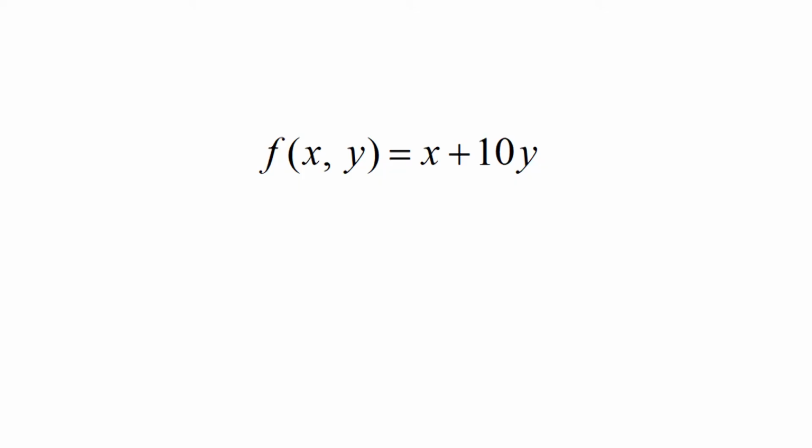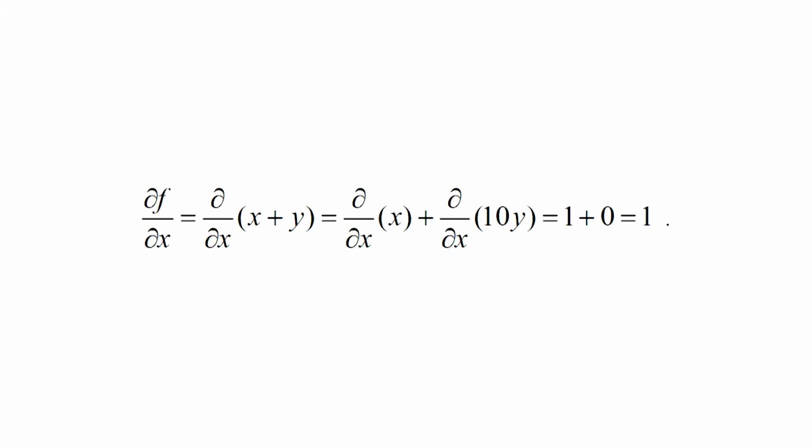As an example, for the function f(x,y) is equal to x + 10y, we find ∂f/∂x and ∂f/∂y and evaluate them at the point (5, 8). Keeping y as constant and differentiating with respect to x, we get ∂f/∂x is equal to ∂/∂x of x + 10y, which is equal to ∂/∂x of x plus ∂/∂x of 10y, which is equal to 1 + 0 is equal to 1.